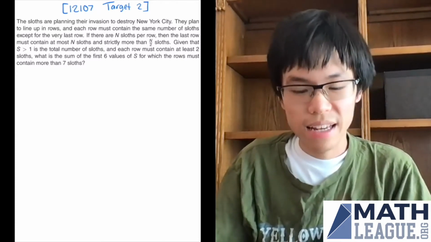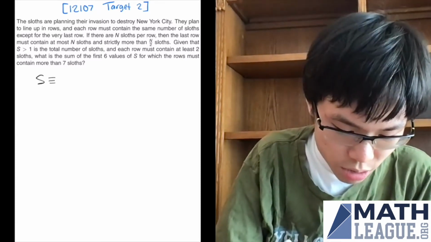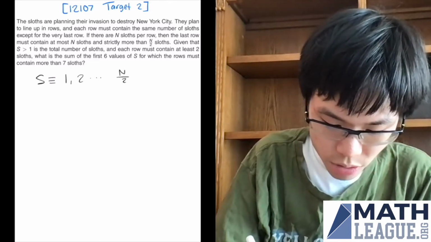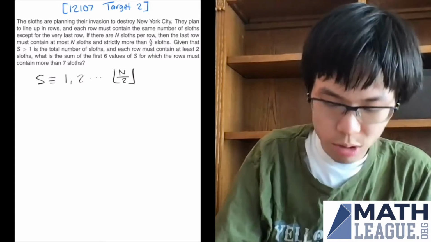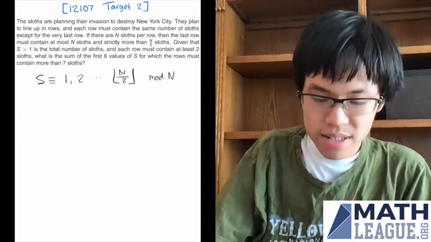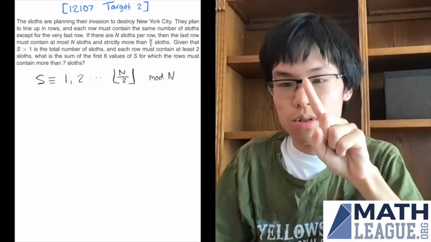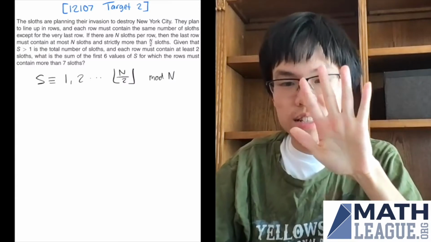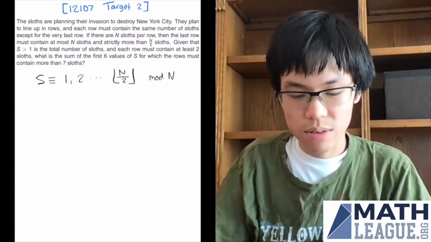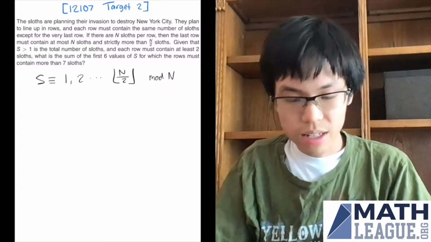Okay, I'm back. And to summarize what I said earlier, if s is congruent to 1, 2, all the way to n over 2, except you're rounding down, also known as flooring it, mod n, then basically n will not work. And we want it to not work for 2, 3, 4, 5, 6, and 7 in order to force the row count for much of the rows to be more than 7 sloths. Okay.